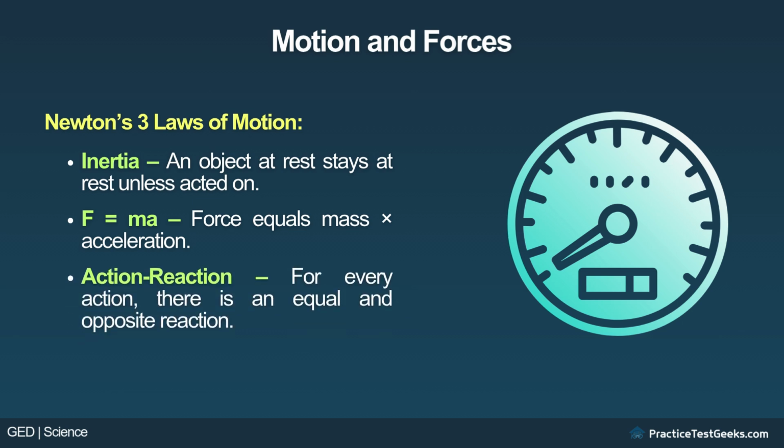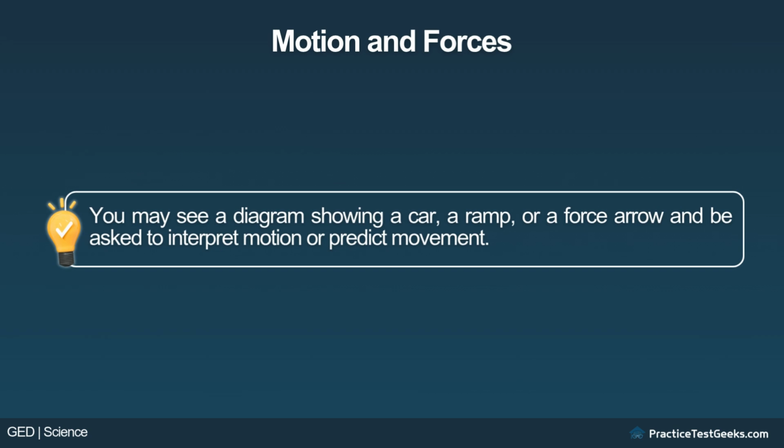Third, action and reaction. For every action, there is an equal and opposite reaction. For example, when you jump, your feet push down on the ground, and the ground pushes you upward. GED application. You may see a question with a diagram of a moving car, a ramp, or an arrow showing the direction of a force. You'll need to interpret that diagram to predict movement or apply one of Newton's laws.